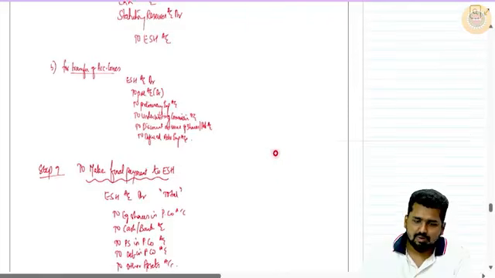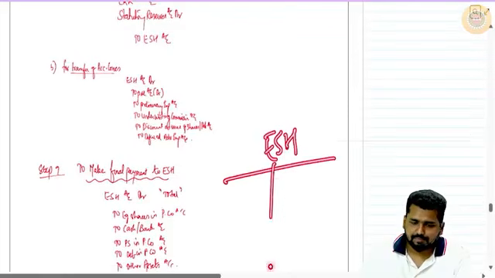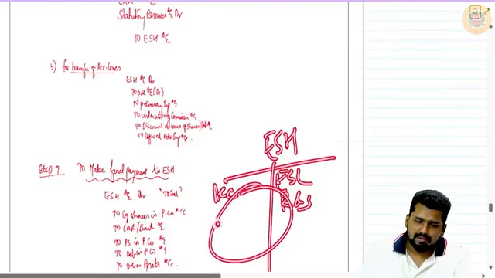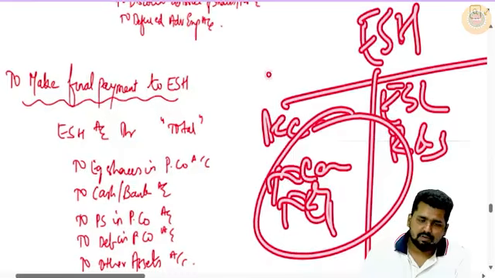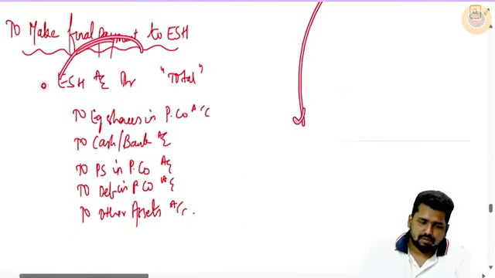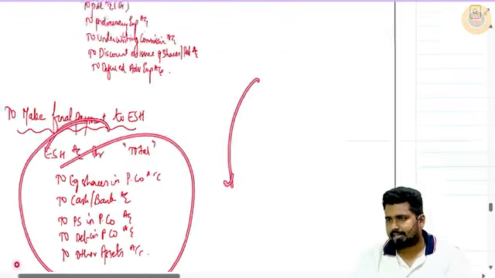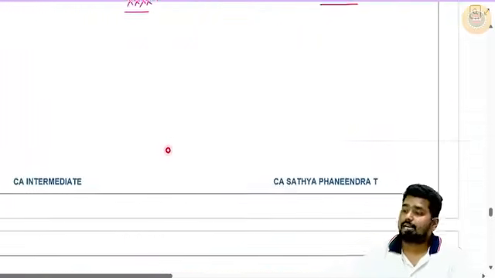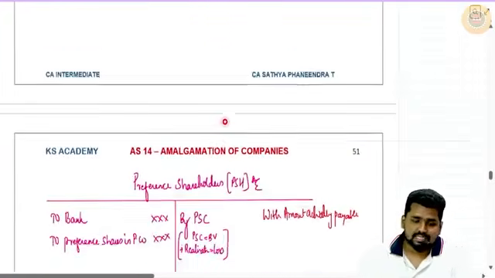Clear? So if I prepare the equity shareholders account, what all do we have to pay? Equity share capital, reserves and surplus, sometimes accumulated losses, and whatever is the balance we have to settle in cash or bank. So the equity shareholders account is debited with whatever you are paying. Clear or not clear? With this, what is completed? The selling company's journal entries are completed.